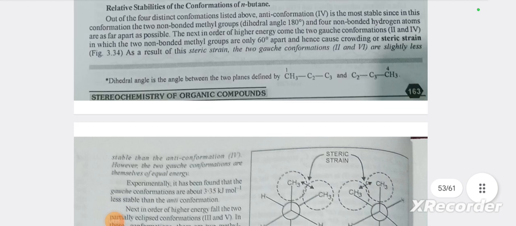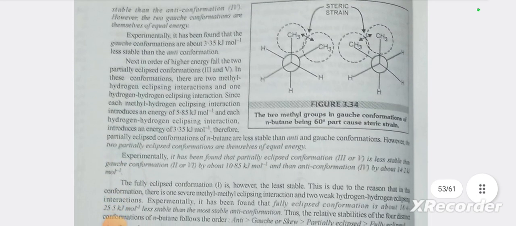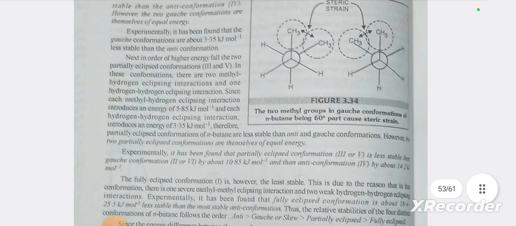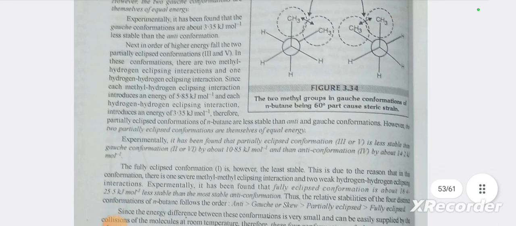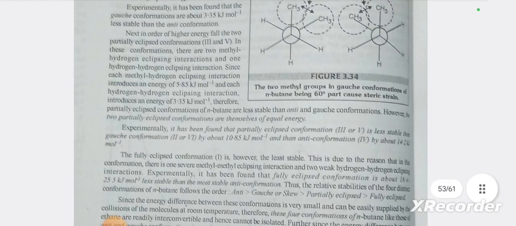As a result of this steric strain, the 2 gauche conformations, second and sixth, are slightly less stable than the anti conformation. However, the 2 gauche conformations are themselves of equal energy. Experimentally, it was found that the gauche conformations are about 3.35 kJ per mole less stable than the anti conformation.